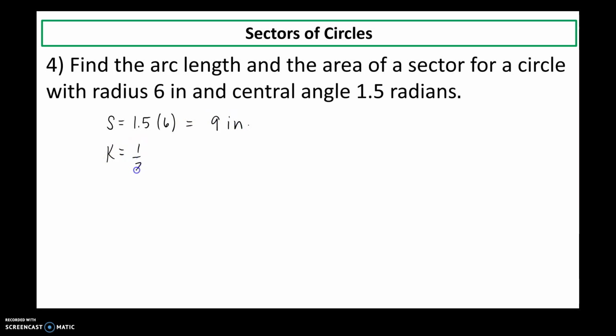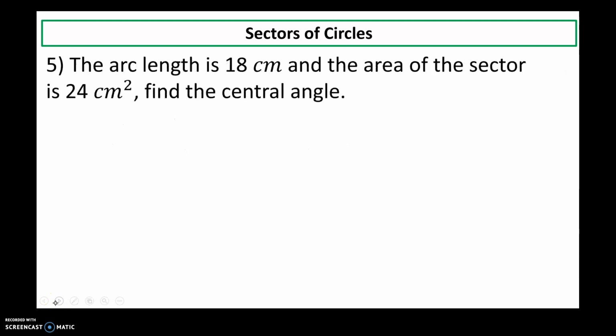Area of the sector, 1/2 theta times r squared. Okay, so that gives me 18 times 1.5. So that would give me 27 square inches for the area. So hopefully you're seeing these are not difficult problems. You just have to remember what the formula is.